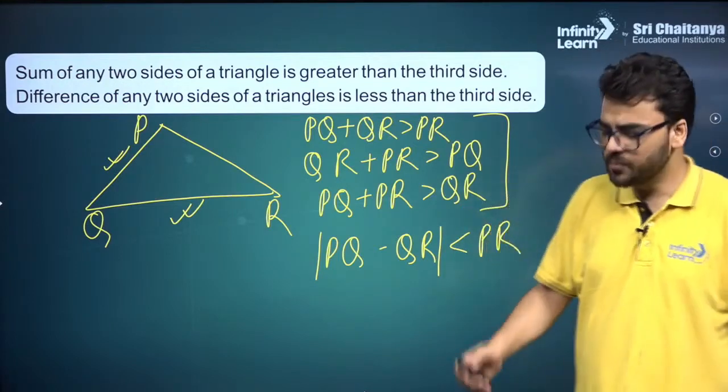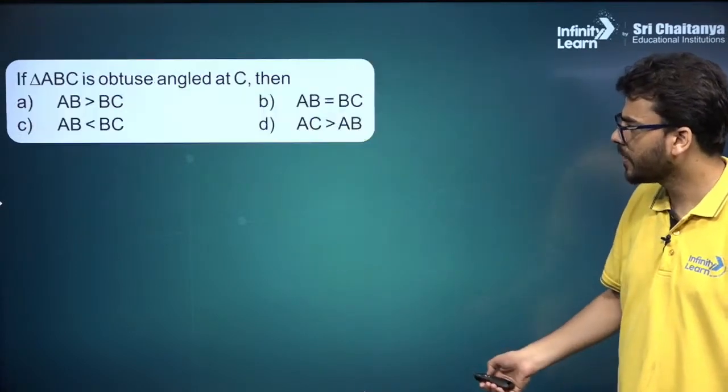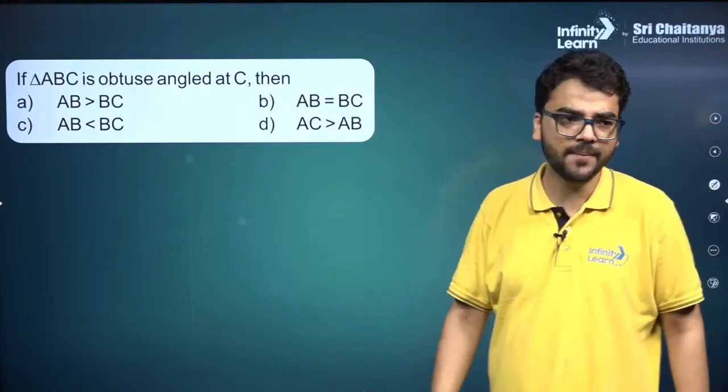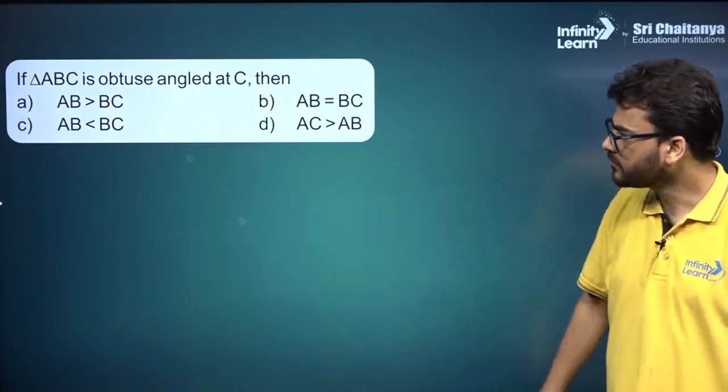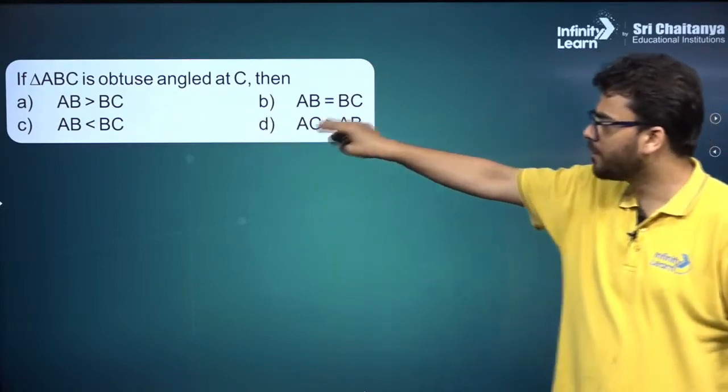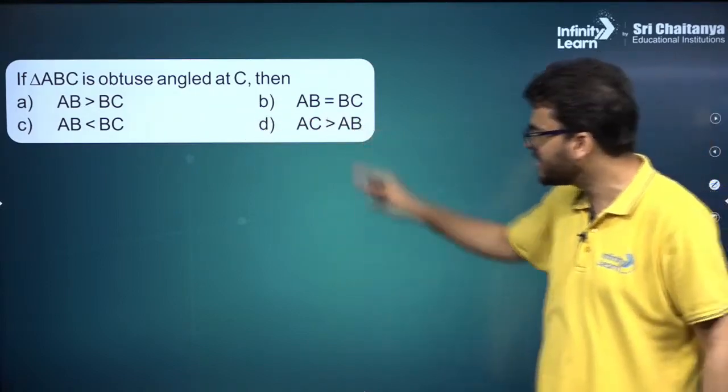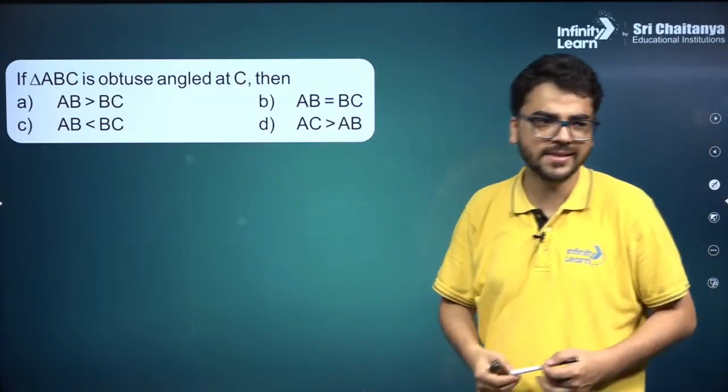Okay. So let's move on to questions, guys. Can you try doing this one? A very basic question on this type of property. Okay, Bimla. So if triangle ABC is obtuse angled at C, then which out of these options is correct over here?